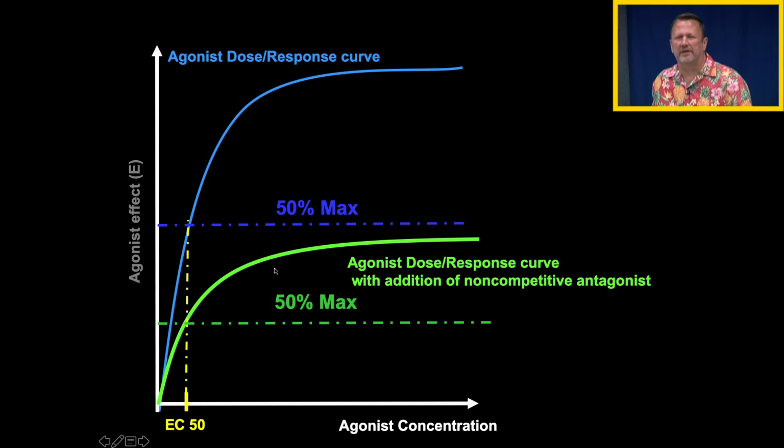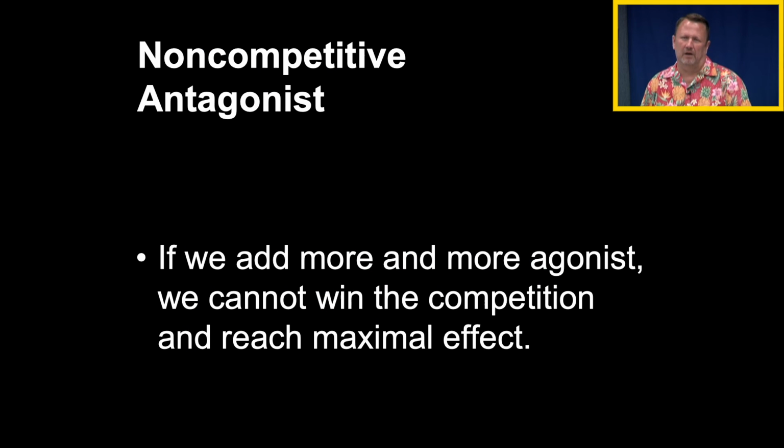When we saw the competitive antagonist in solution, the agonist dose response curve eventually reached maximum effect. But when we use non-competitive antagonists, the agonist can't win the competition and reach maximum effect. But something very interesting is the EC50 is the same on those curves. And so if you have mathematical interests, that's a fun thing to study. But I just wanted you guys to see that the whole point was that agonists can't overcome a non-competitive antagonist.